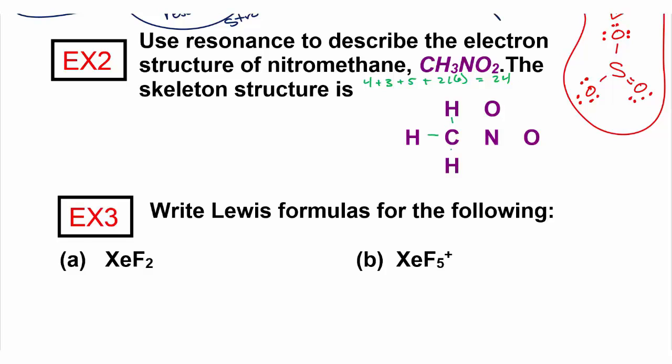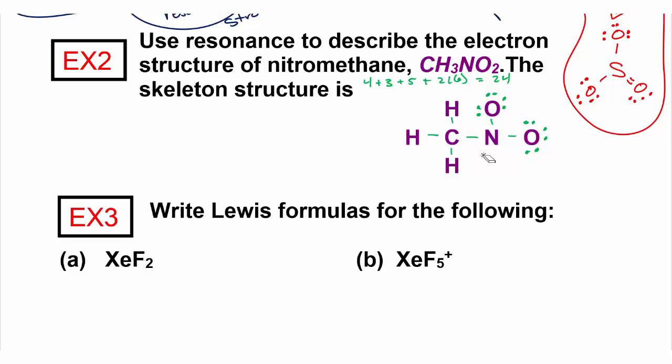Well, let's just use our structure here. Let's connect everything, make octets on the surrounding atoms. How many electrons have I used up? 2, 4, 6, 8, 10, 12, 14, 16, 18, 20, 22, 24, 26. So we better erase this. So now we have 24 electrons on our structure.